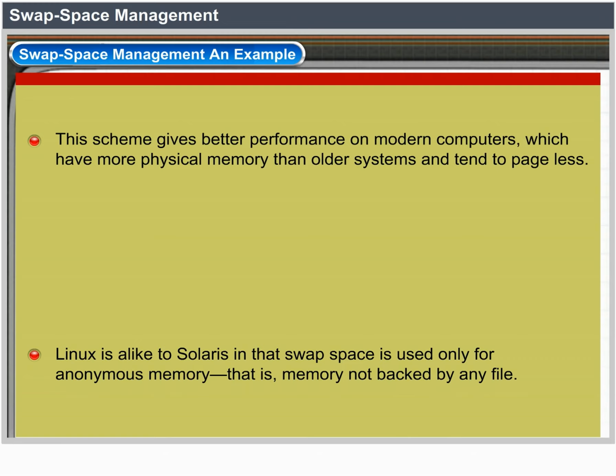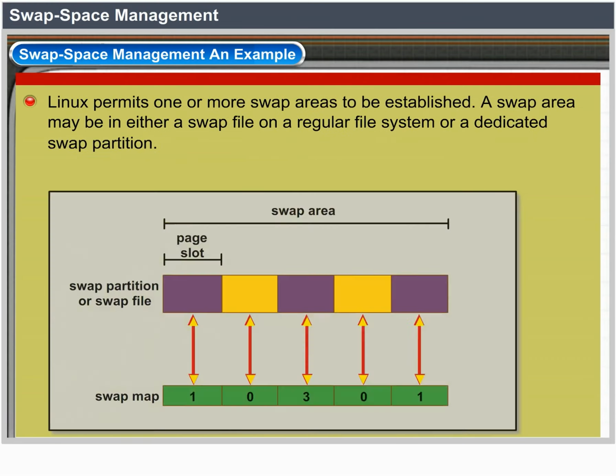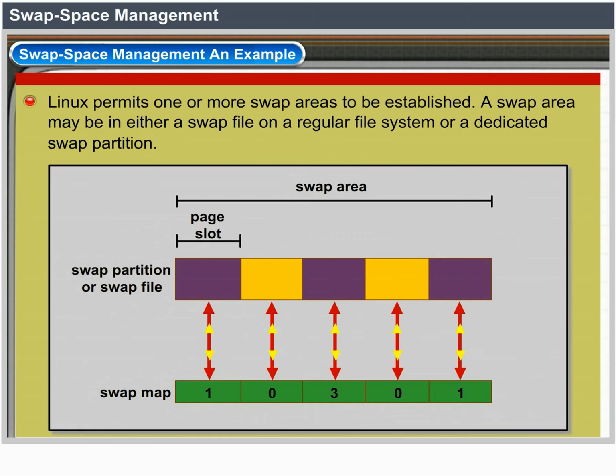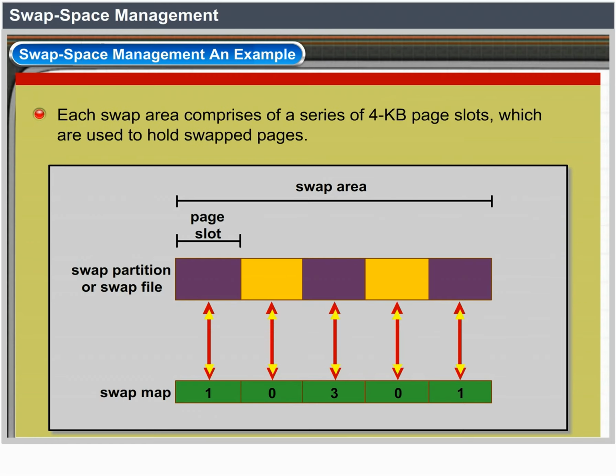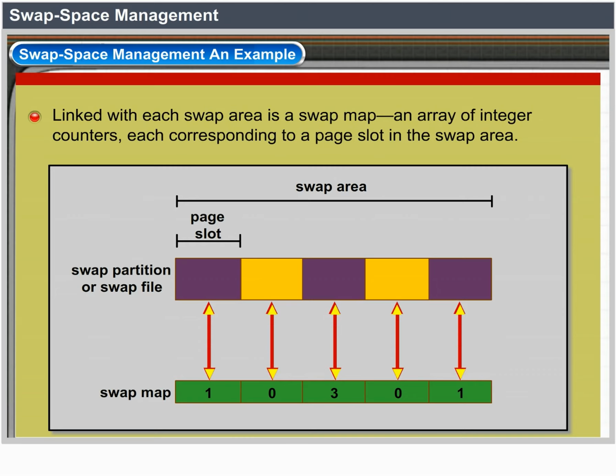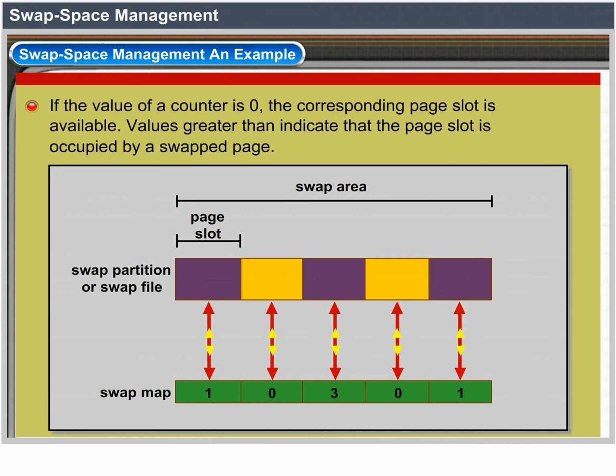A swap area may be in either a swap file on a regular file system or a dedicated swap partition. Each swap area consists of a series of 4 KB page slots which are used to hold swapped pages. Associated with each swap area is a swap map, an array of integer counters, each corresponding to a page slot in the swap area. If the value of a counter is 0, the corresponding page slot is available. Values greater than 0 indicate that the page slot is occupied by a swapped page. The value of the counter indicates the number of mappings to the swapped page.